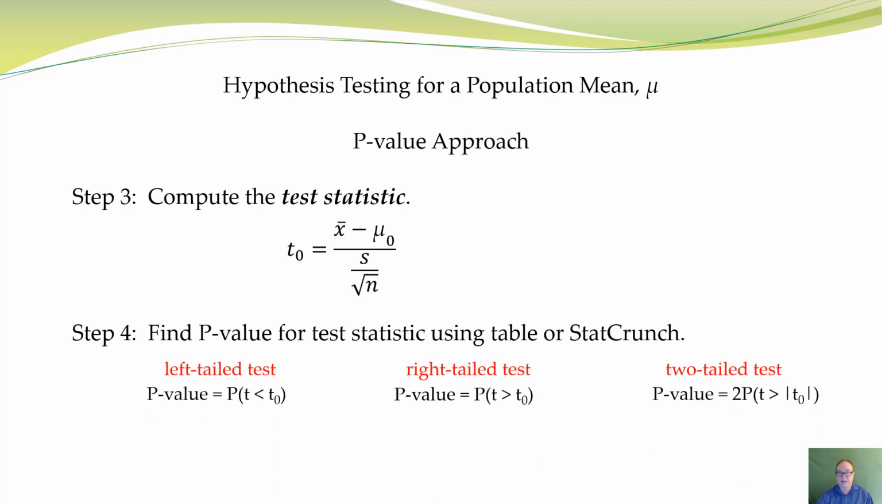In a left-tailed test, the p-value is the probability that you're less than t naught. If it's a right-tailed test, the probability greater than t naught. If it's a two-tailed test, the p-value will be 2 times the probability that t is greater than the absolute value of t naught.